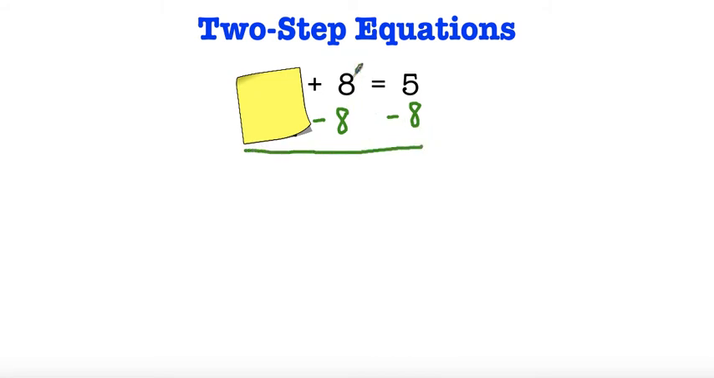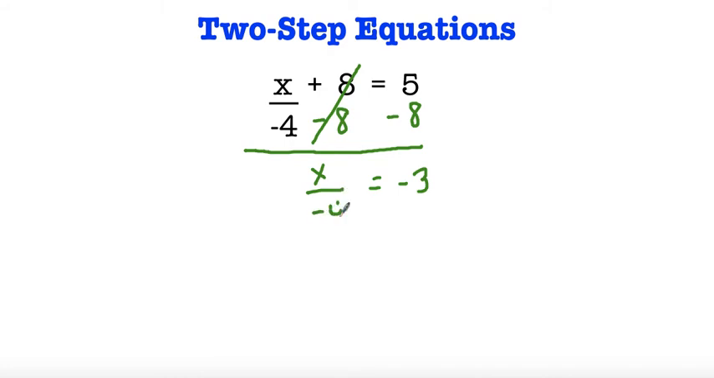So this is a 0 pair. It cancels out. 5 minus 8 is -3. And we're going to see what's underneath our sticky note. So x divided by -4 is equal to -3.